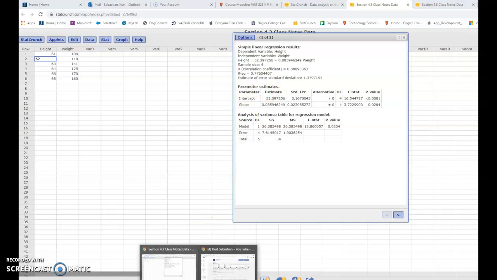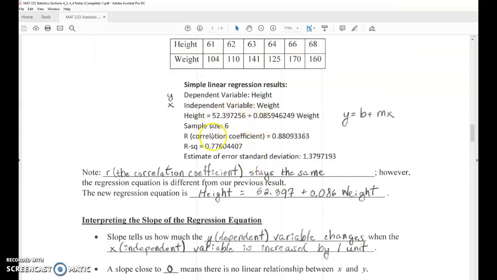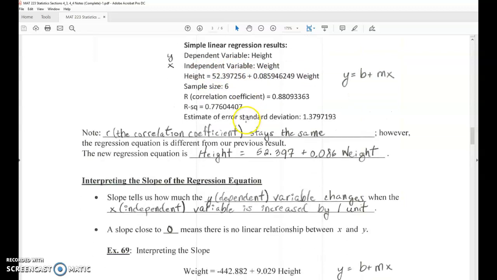Okay, so going back to the notes, here's where that is again. Notice the correlation coefficient stays exactly the same when you switch x and y, but it significantly changes the regression equation, of course, because we've changed y and x. If you remember back from algebra, this is simply the inverse equation, but we don't have to worry about it. We're just letting StatCrunch do all this.